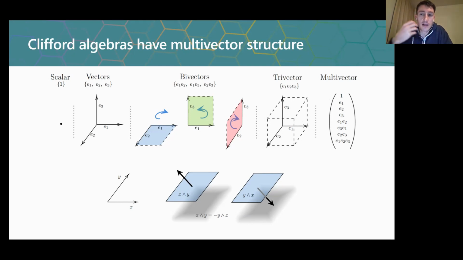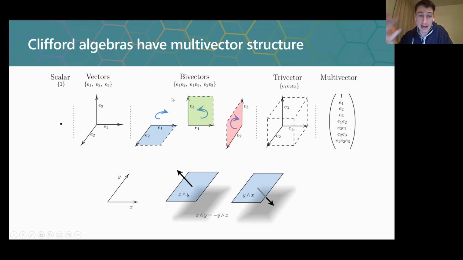And instead of defining operations on scalars and vectors individually, you define operations on multivectors. And basically, that is what is going on. So a scalar, I think everyone can imagine what a scalar is. A vector also. It gets a bit tricky when you come to bivectors.